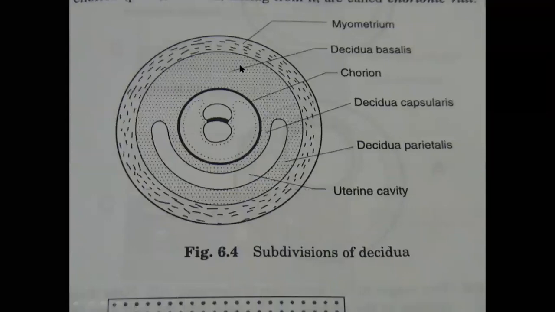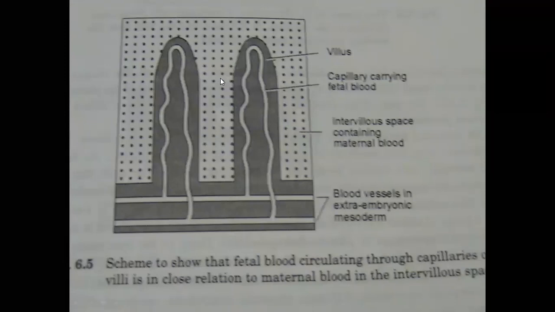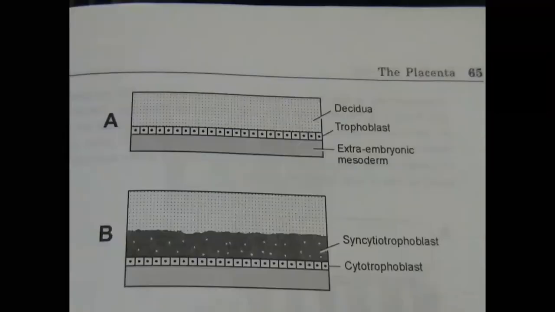residua basilis with the uterine endometrium. Now, how are these villi formed? I will explain with this diagram, it becomes very easy. So you see now what happened.